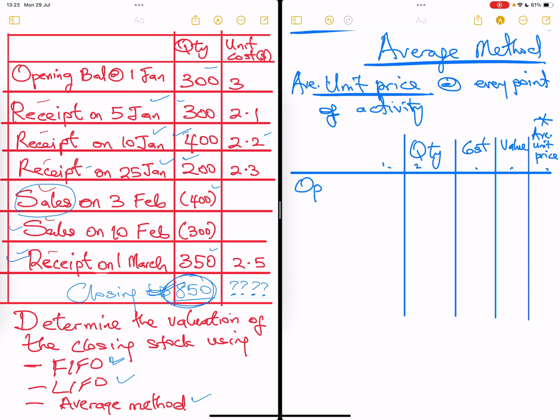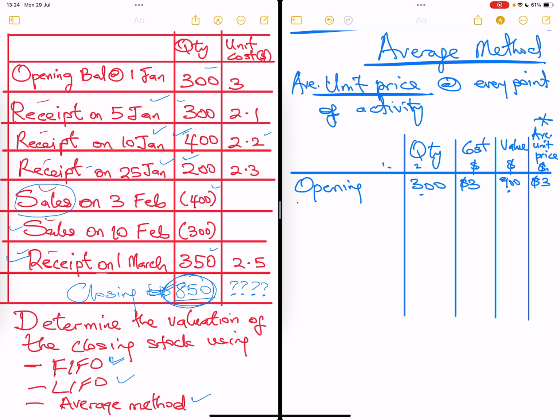So what's the way we're going to do it? We're still going to start with the opening. Remember, our opening is 300. We bought it at $3. The value will be 900 for sure. The unit price is now the value divided by the quantity. So for the opening, it remains $3 because 900 divided by 300 is $3.